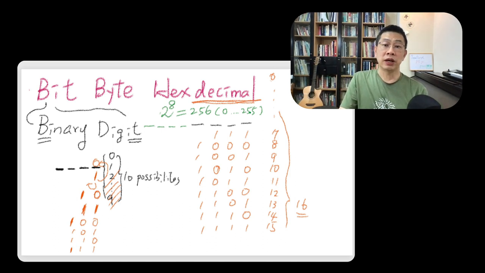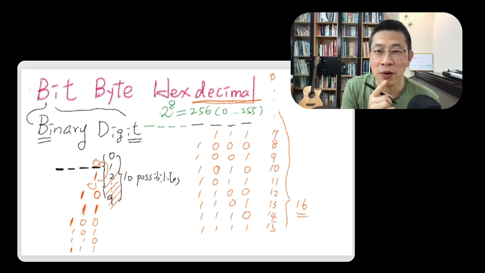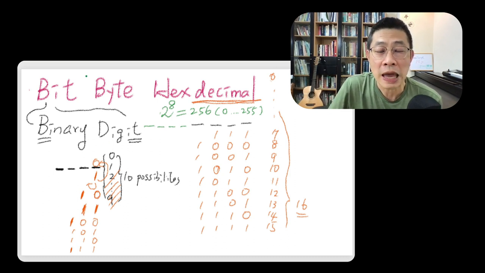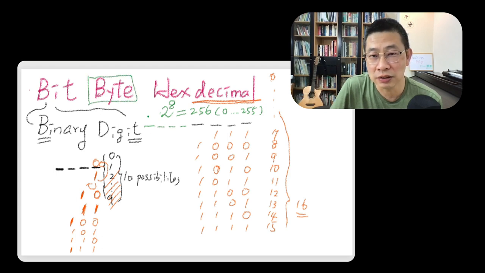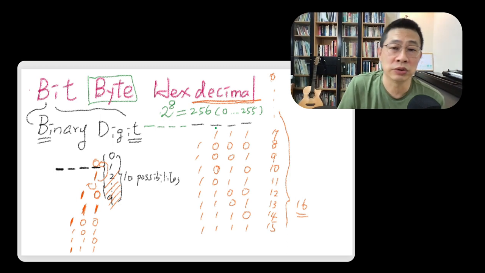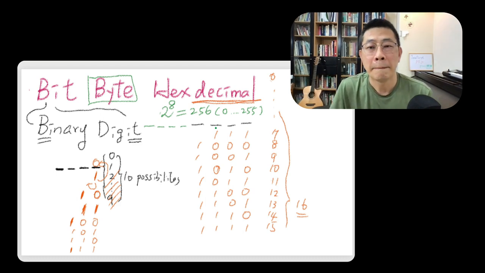You probably got a little bit of a headache. Hold on there, stick with me. I'm not finished yet, because now I'm going to talk about the final things. 8 bits, in computers, we say it's a byte. You can consider this 8 bits as a byte. 4 bits we call a nibble, but mostly we use 8 bits as a chunk.